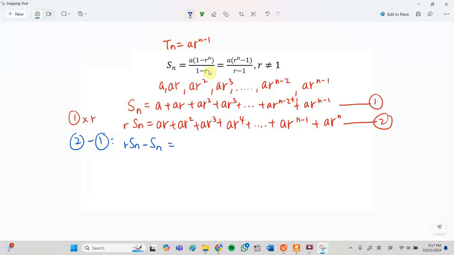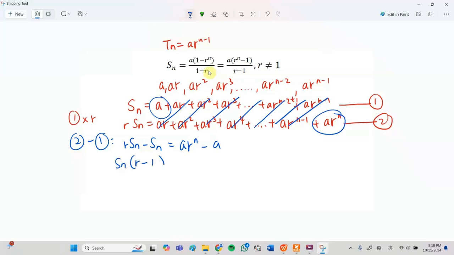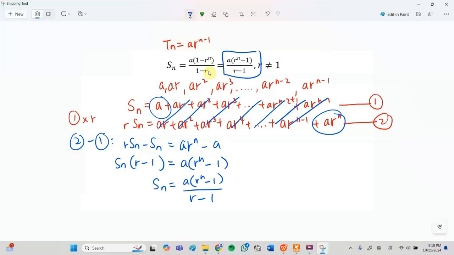Likewise, this will be cancelled off by this, because ar minus ar becomes 0. This minus this, subtracted by this, so this part also still becomes 0. We still have this and this left, just that the order is different because this time it is a r to the power of n minus a, and we do the factorization r minus 1, which gives you the second part.